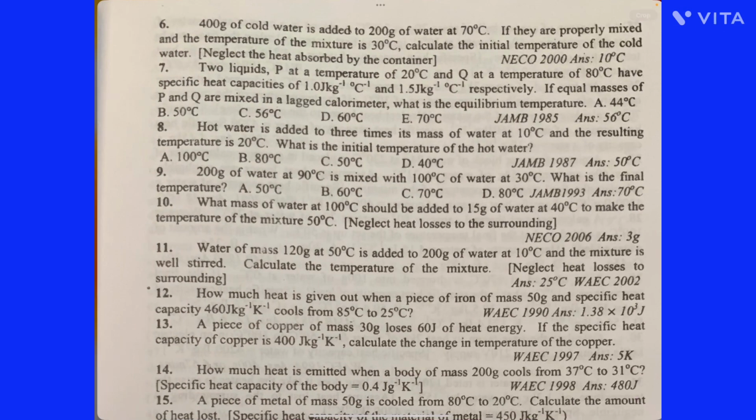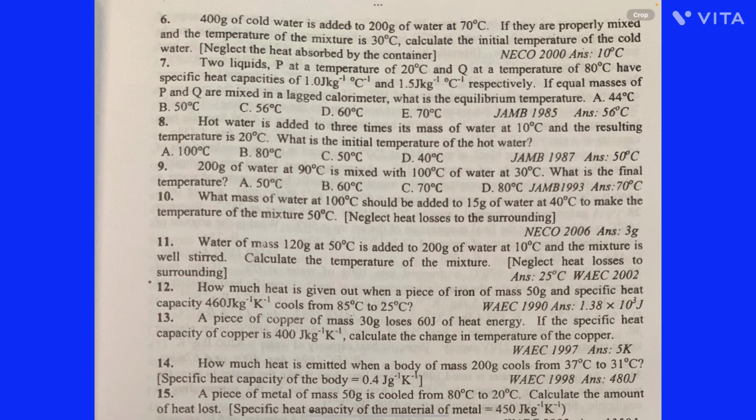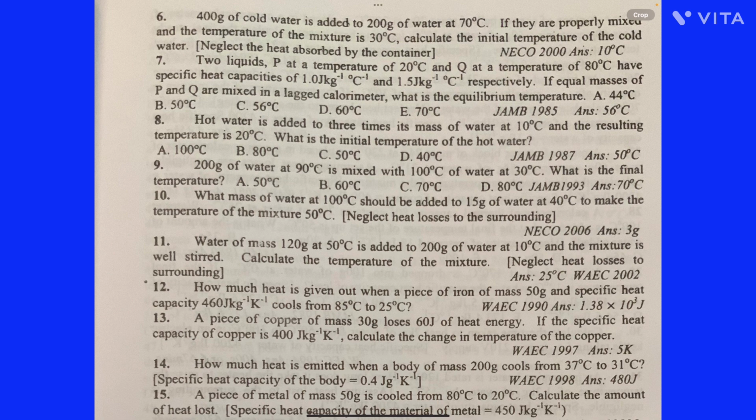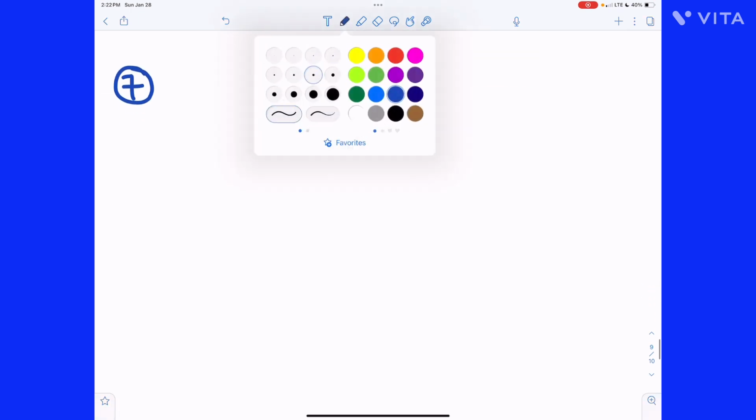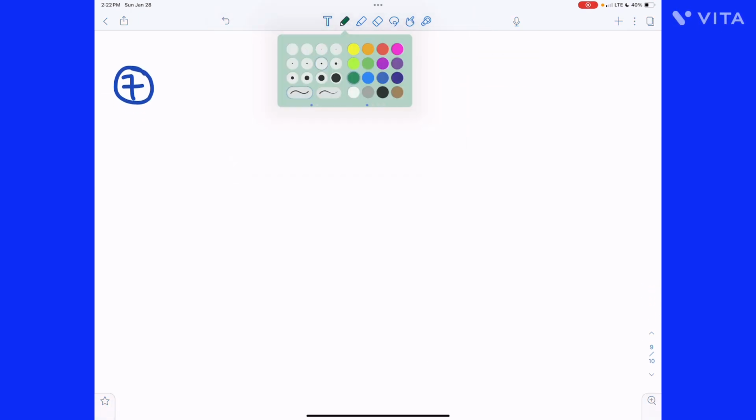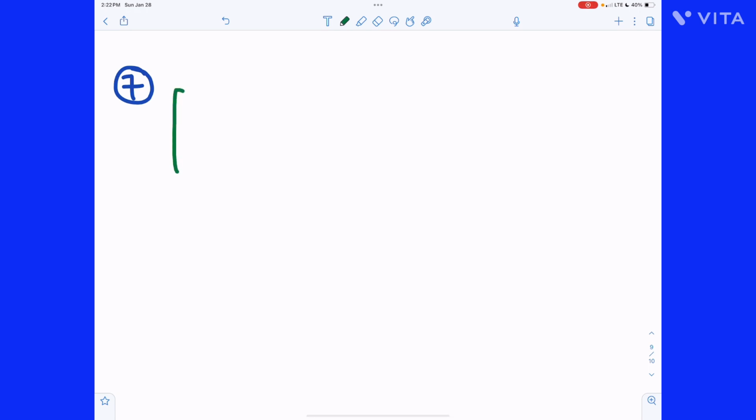Number 7. Two liquids, P at a temperature 20 degrees Celsius and Q at a temperature 80, have specific heat capacities 1 and 1.5. Okay, let's take that one by one. Liquid P. Let me just draw a container.